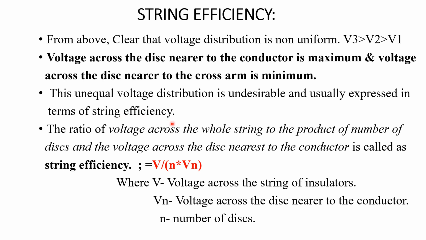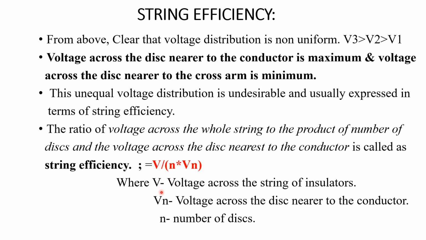This unequal distribution of voltage is usually expressed in terms of string efficiency. String efficiency is the ratio of the voltage across the whole string to the product of the number of disks and the voltage across the disk nearest to the conductor. That is, V divided by N into Vn.